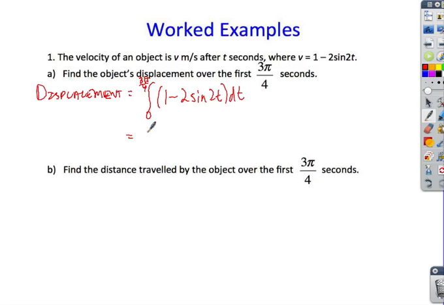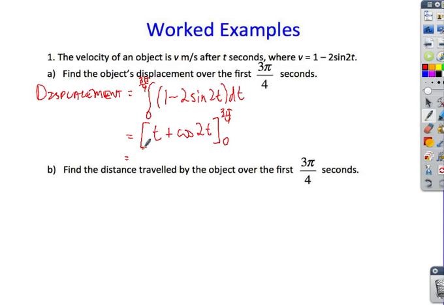So the integral of this is t, plus cos 2t. Again, make sure you can do that. Put your boundaries on the right side of the brackets, 0 to 3 pi over 4. And now do the substitution.